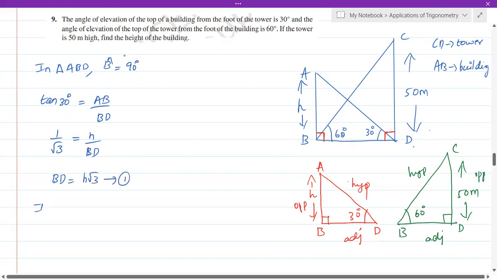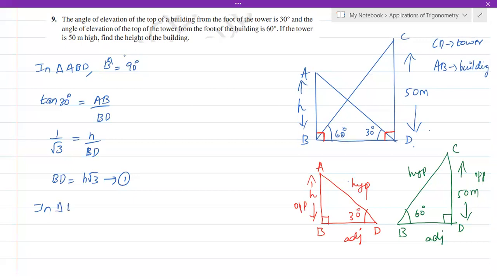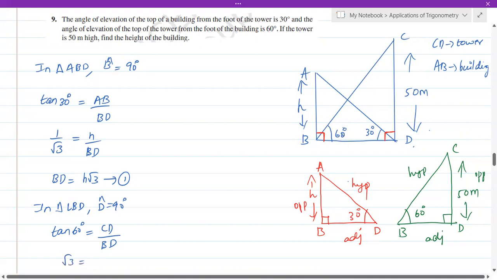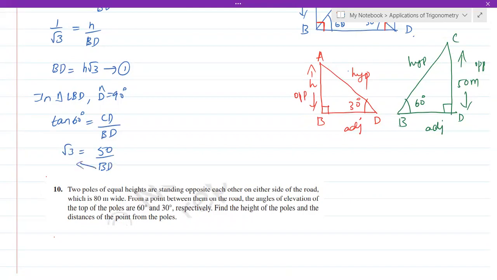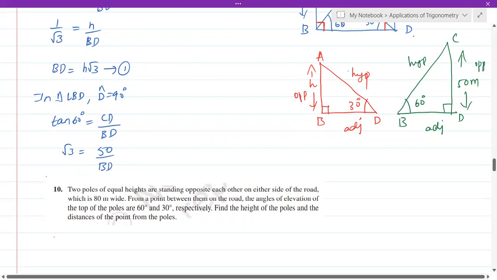In the next step, we'll take the other triangle, that is triangle CBD. Angle D is 90 degrees now. So in the green color triangle, what is the angle? The angle is 60 degrees. So tan 60 is opposite by adjacent. Opposite is CD. Adjacent is BD. So tan 60 is root 3, that is equal to CD, so CD is 50, BD as it is. Let me scroll a bit down. Let's send BD to the other side, and root 3 to the other side. So we are swapping the places.